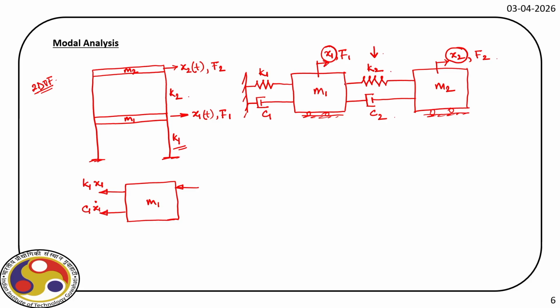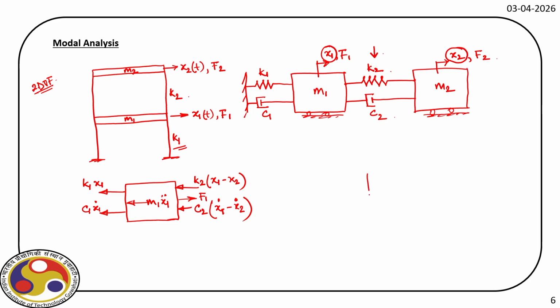On the left end, here we have x1, here we have x2. So the net deformation is x1 minus x2 for this second spring. So times spring constant is the force. So K2 into (x1 minus x2). Similarly, we have damping force C2 (x1 dot minus x2 dot). And we'll have the inertia force. So let us mark it here. So M1 x1 double dot. And if there is a forcing function, so this is F1.